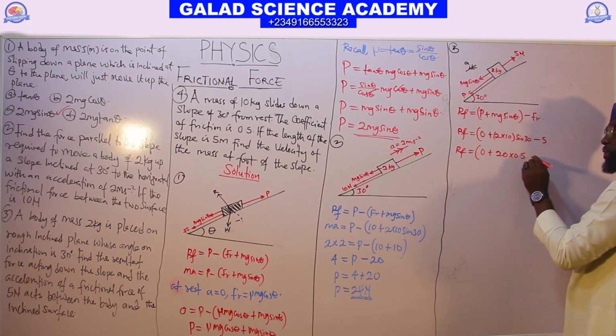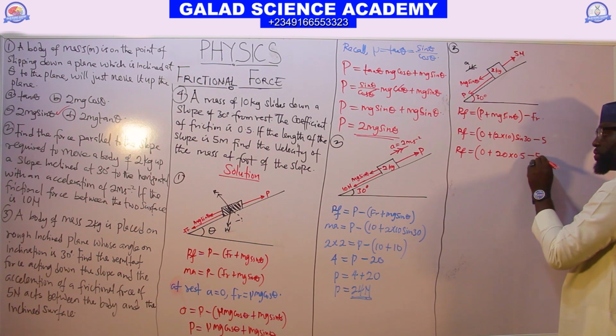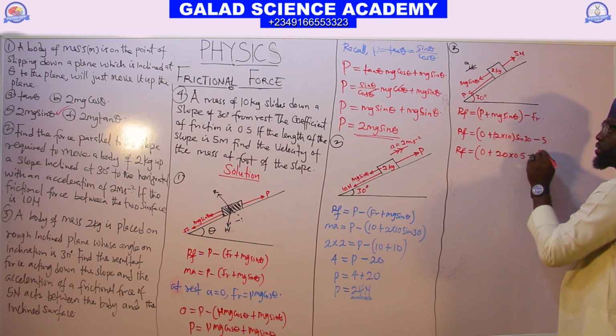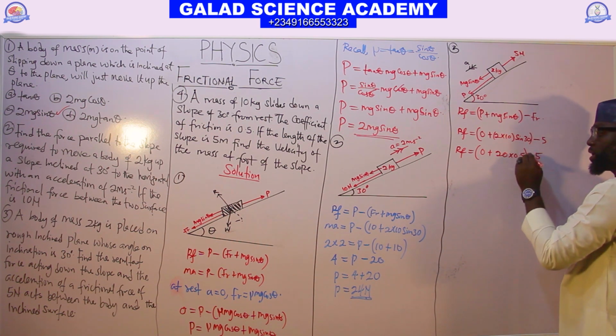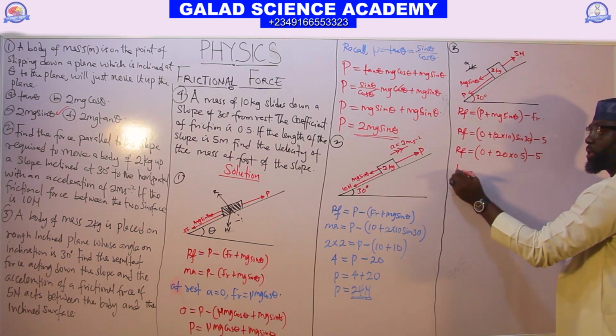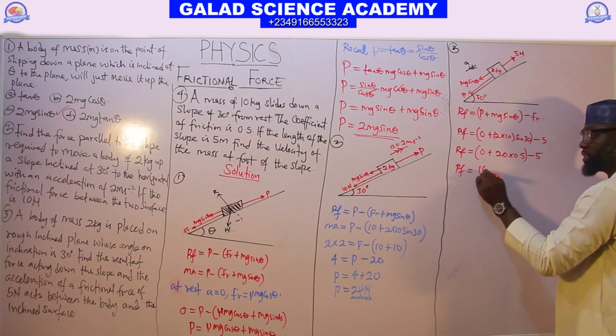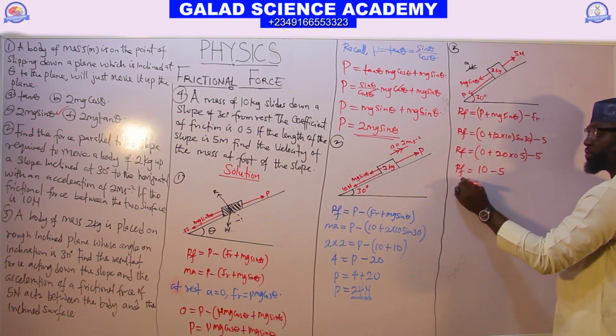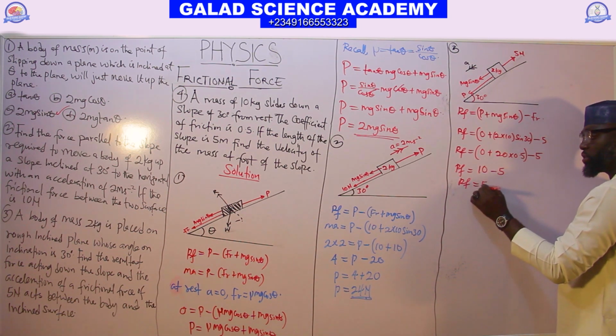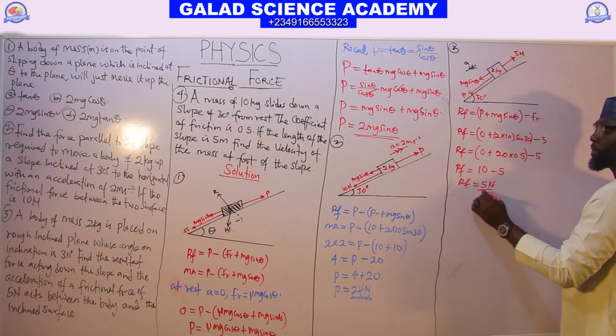Everything here, minus 5. The resultant force is 20 times 0.5, which is 10, minus 5. The resultant force will be 5 Newton.